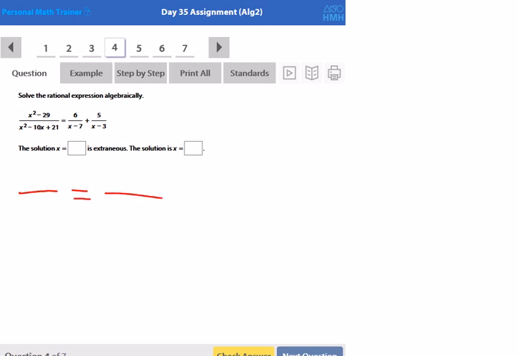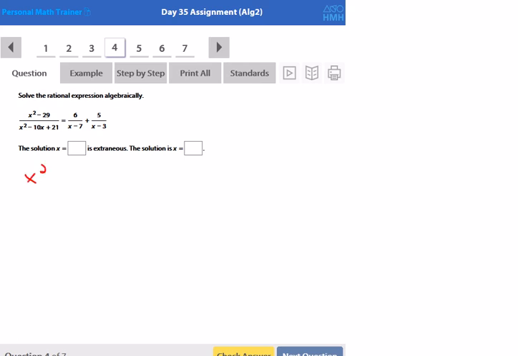I have one fraction on each side. So the left side is already complying. The left side is ready to go. But the right side is not. I need to go ahead and add fractions like I did 2 classes ago. So in order to add fractions, I need the least common denominator. The least common denominator is going to be x minus 7 and x minus 3.